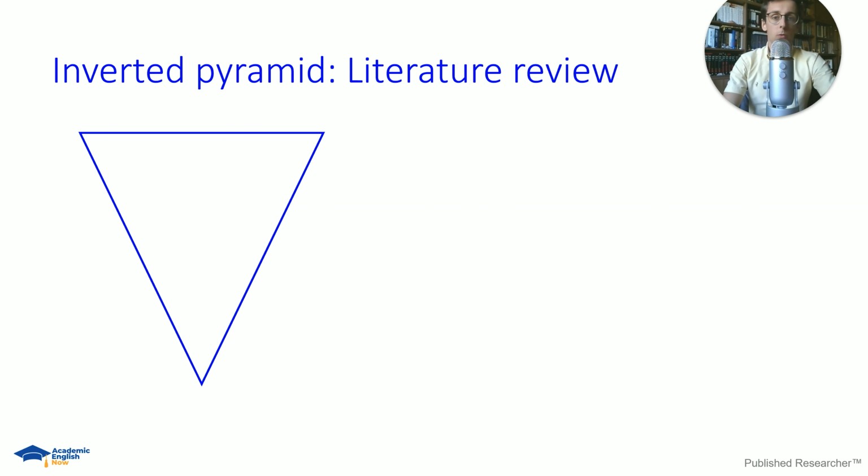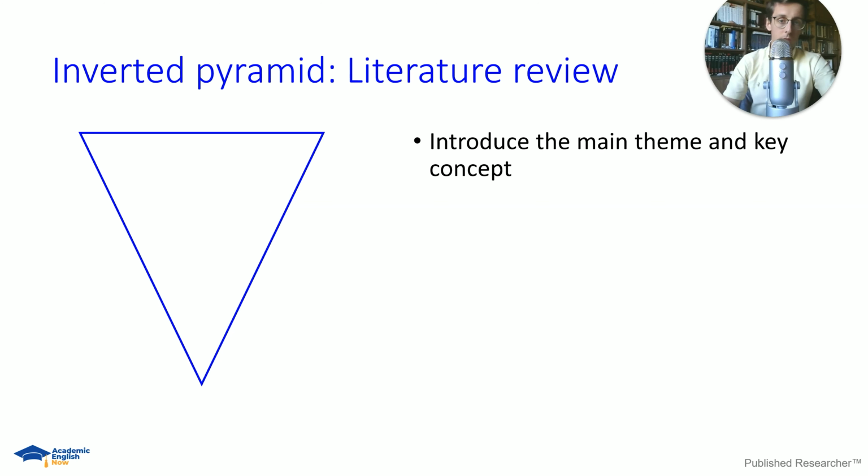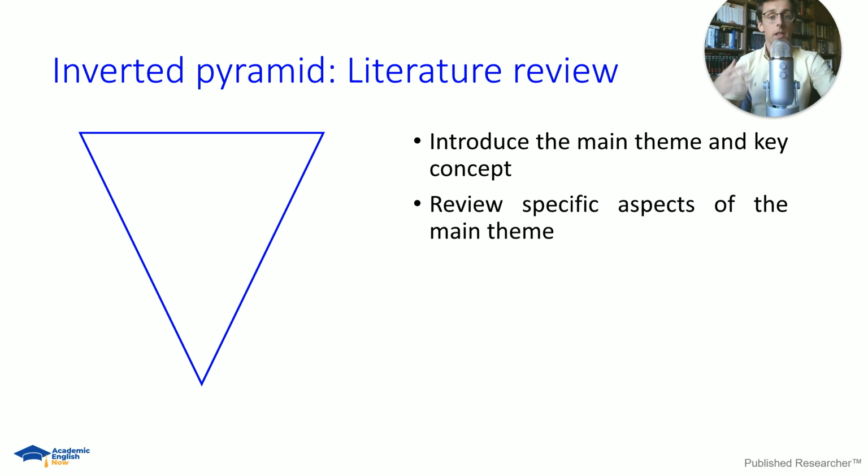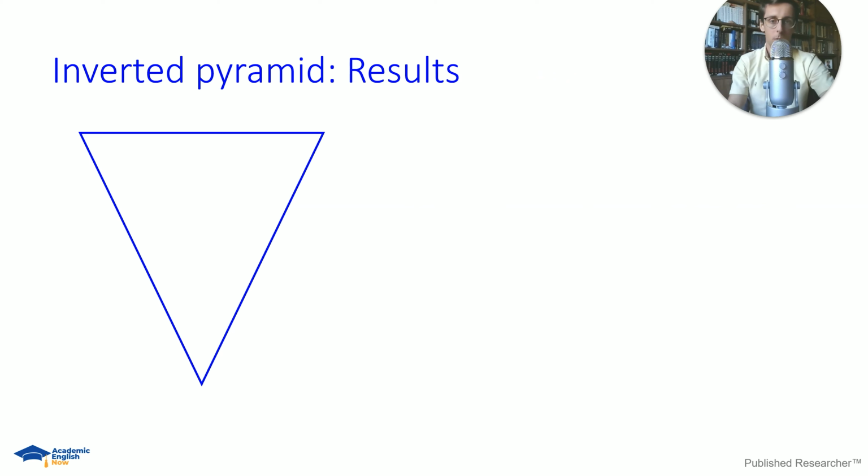In the literature review, we very often introduce the main theme and the key concept of that literature review section, let's say. Then we review specific aspects of that main theme. So we go more specific. We might provide examples of those specific aspects. So again, more specific. And then we probably might identify some gaps in the literature, because that's really the whole point of the literature review, to identify gaps and then give justification to your study. So again, general to specific, inverted pyramid.